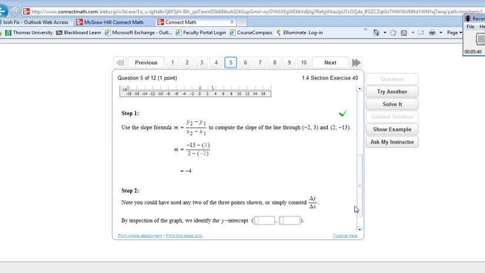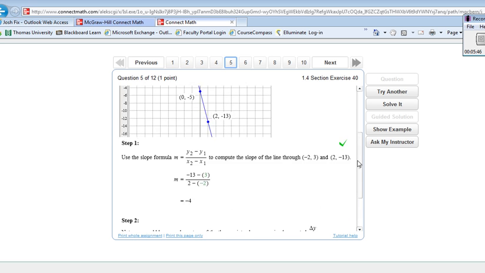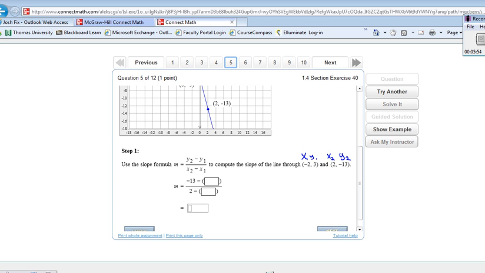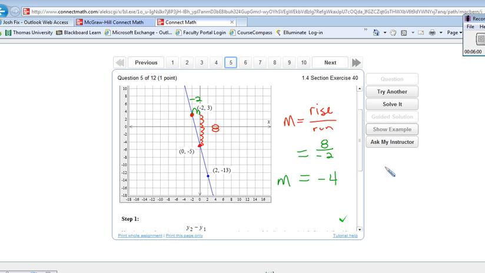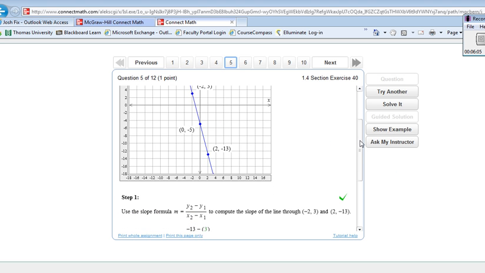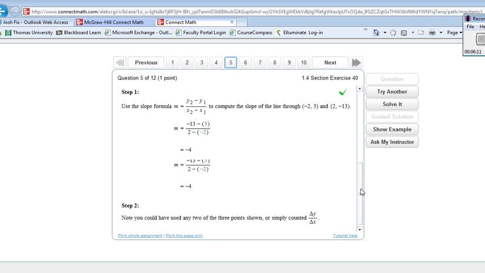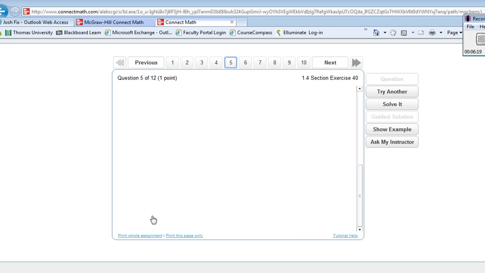Alright, so let's go back down here. They say, so by inspection of the graph, we can identify the y-intercept. Like I said on my previous page, my y-intercept is basically when x is equal to 0. It's somewhere on the y-axis. So I come up here and I notice, oh, there's x equals 0, so my y-intercept is at 0, negative 5. 0, negative 5. Check myself.